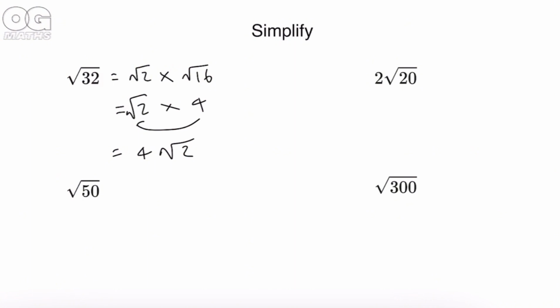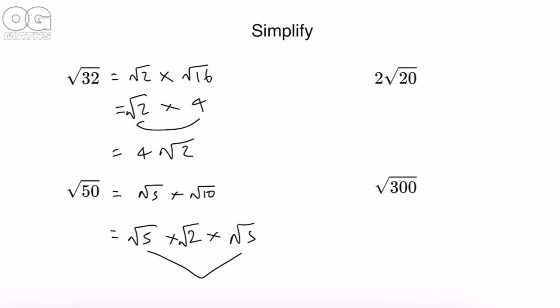Let's move on. We've got root 50, which is root 5 multiplied by root 10. So we're going to break this down and simplify it. So that's root 5 times root 2 times root 5. Now, when we've got root 5 and root 5 together, that makes 5. And this is a rule we're going to keep coming back to: whenever the roots are the same, it just makes the number underneath it. So that's 5 root 2. We're going to bring down that root 2. Let's move on to the next question.